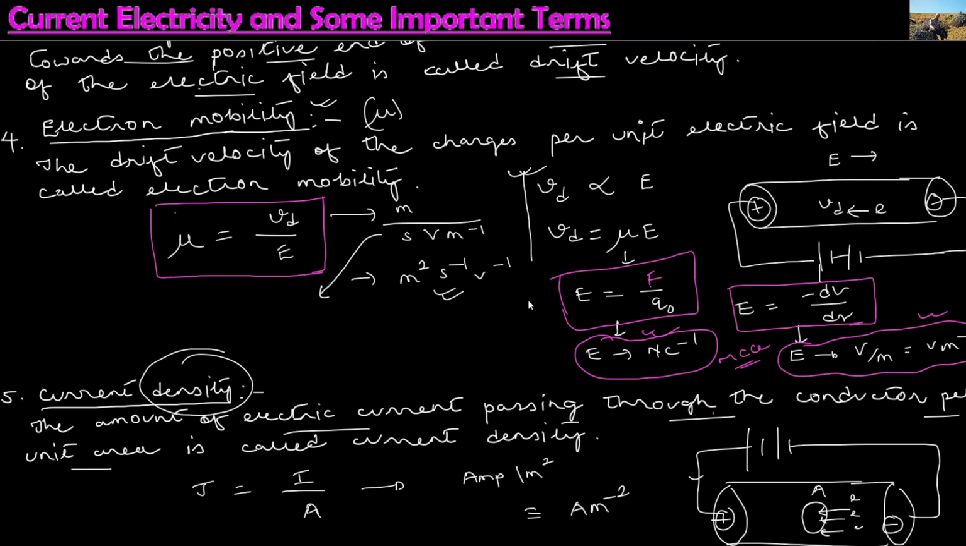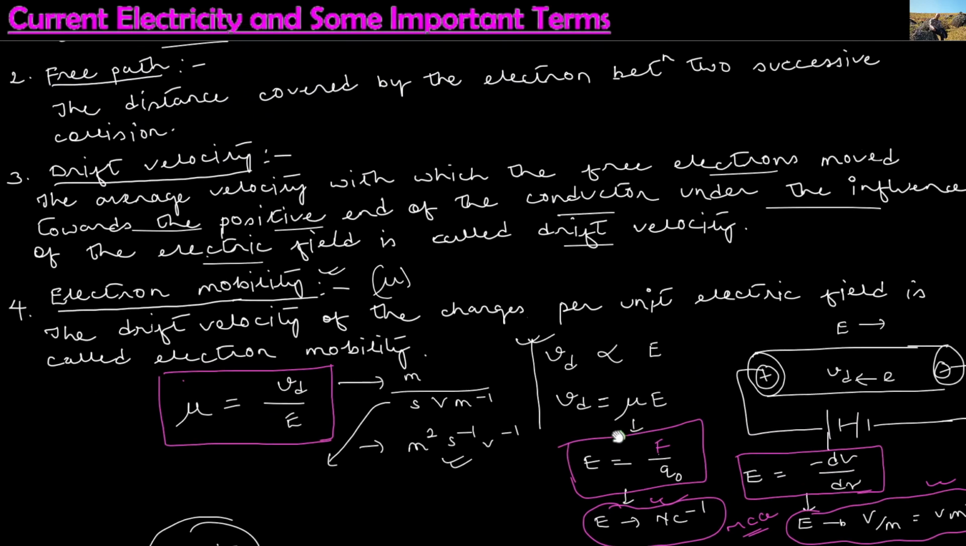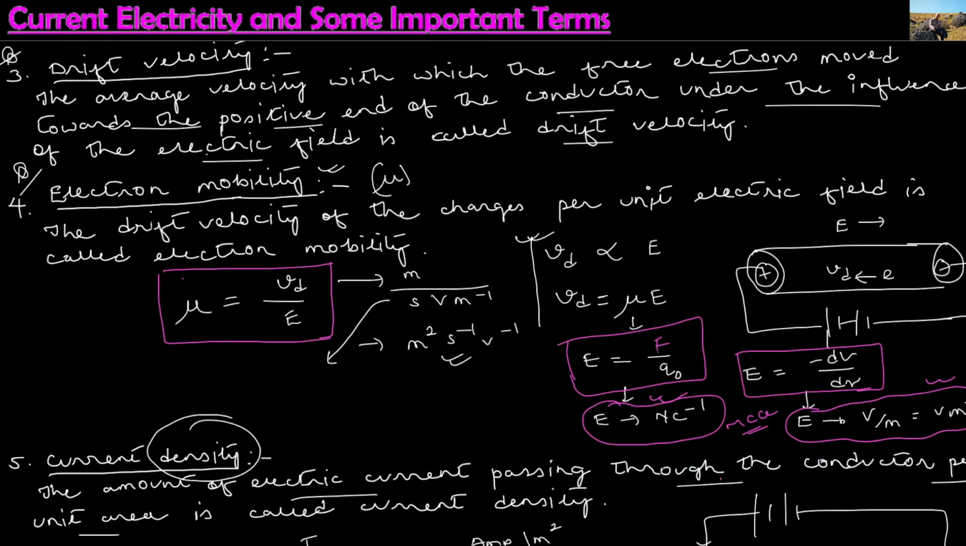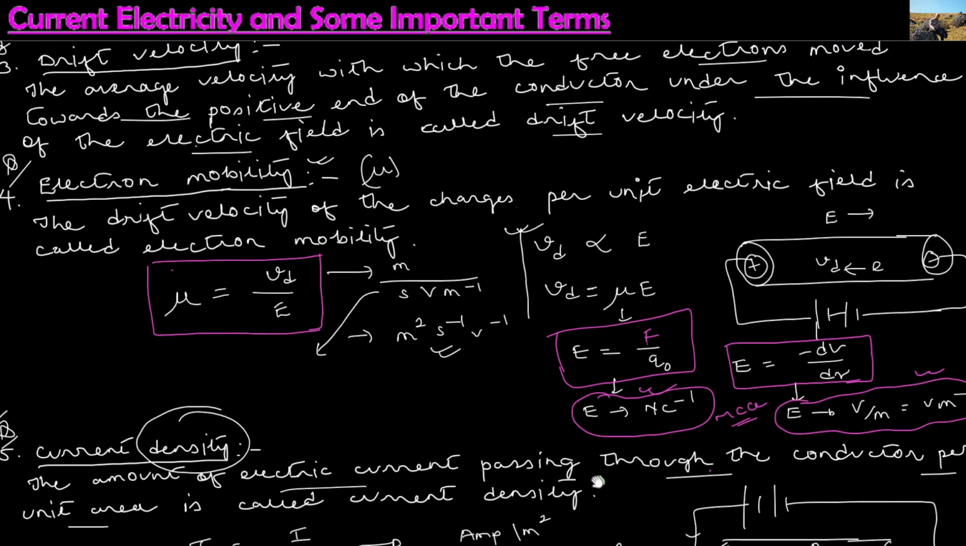The time taken between two successive collisions of the electrons is defined as relaxation time. The distance covered by the electron between two successive collisions is defined as the mean free path. Points number 3 and 4 are important for a 1 mark question related to definitions, and point number 5 is important for a 1 mark question related to the definition of current density. Just go through those lectures so that you will have a clear intuition of the concept.